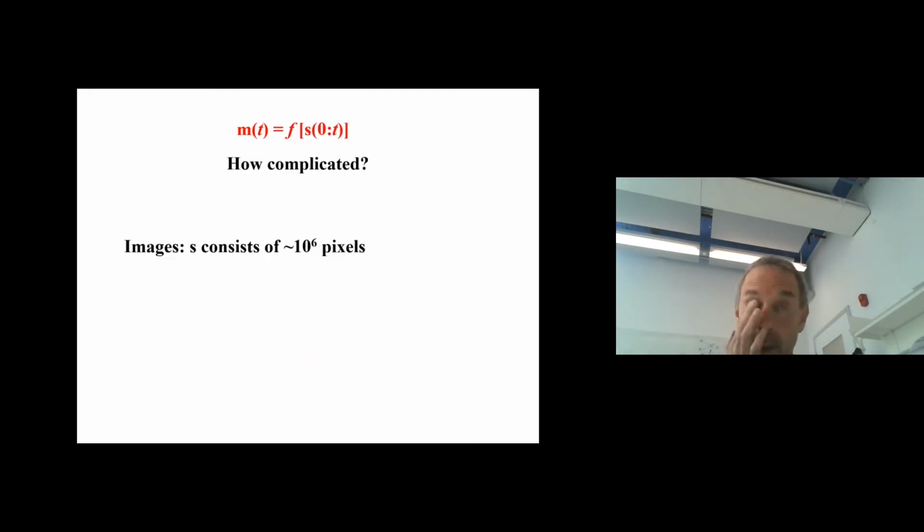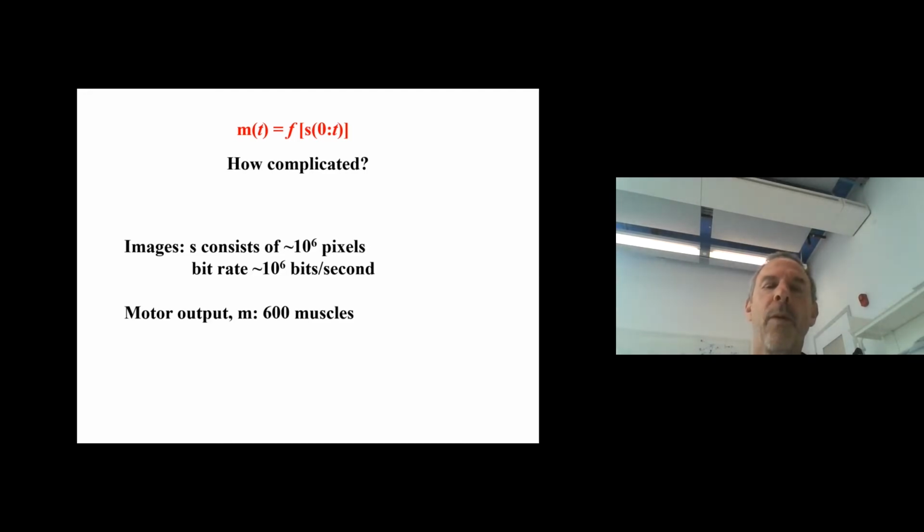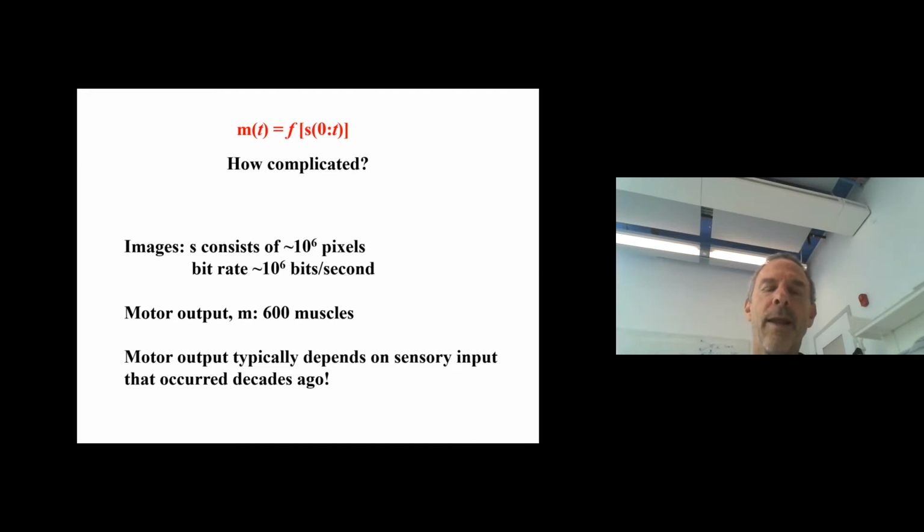So how complicated? Just something like images. An image consists of about 1 million pixels. Images are not still, they're definitely moving. You get about 1 million bits per second. Your motor output, you have about 600 muscles to drive. And again, this is the hard part. Motor output typically depends on sensory input that occurred decades ago.